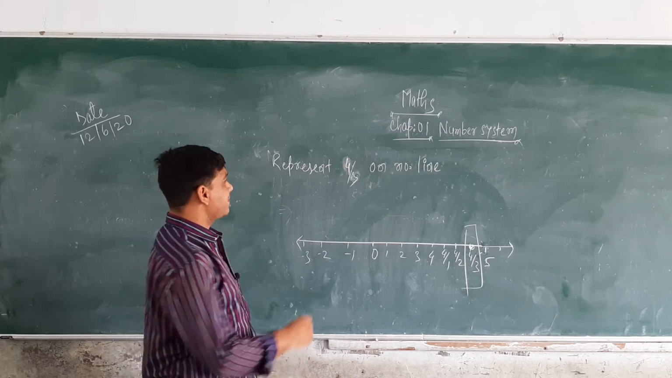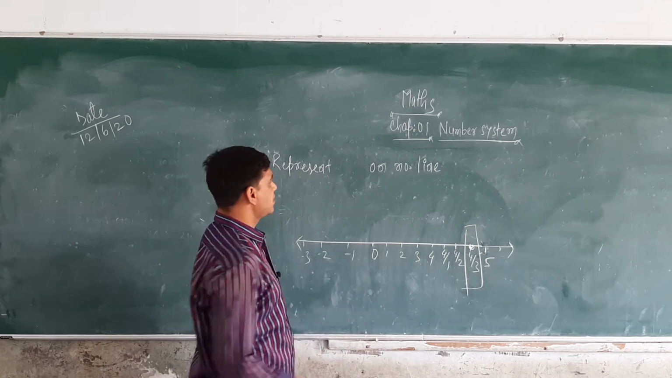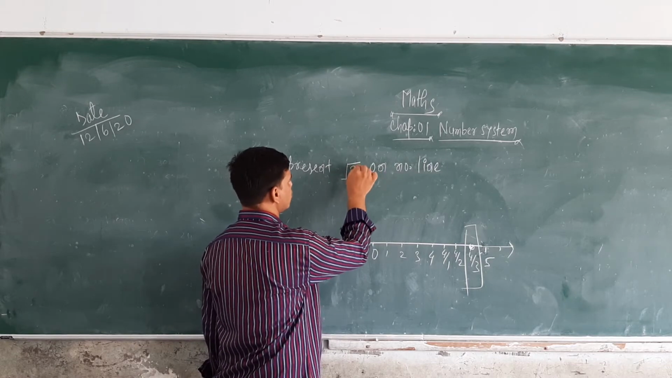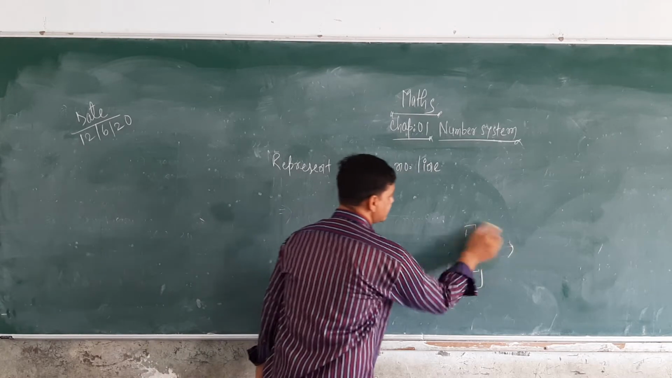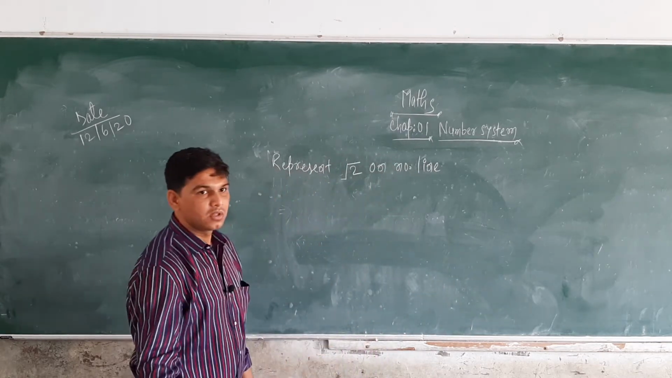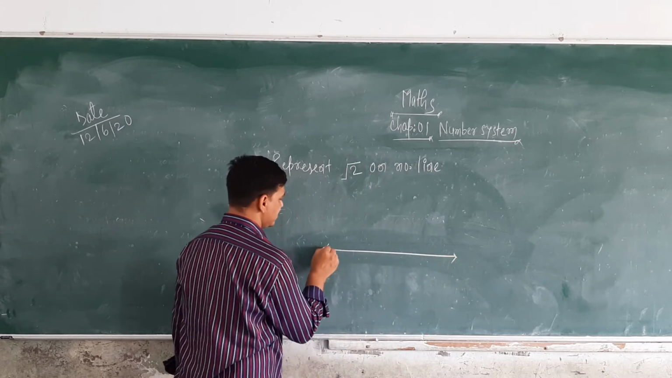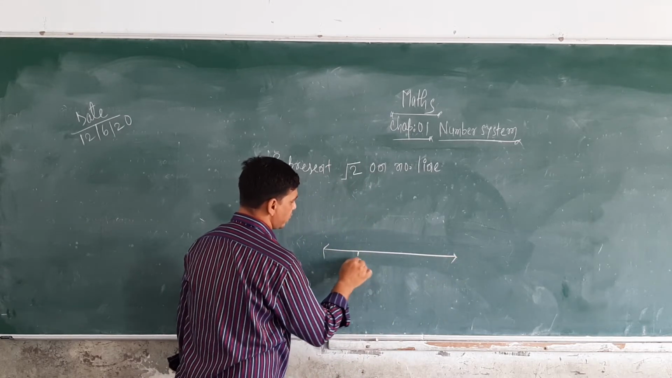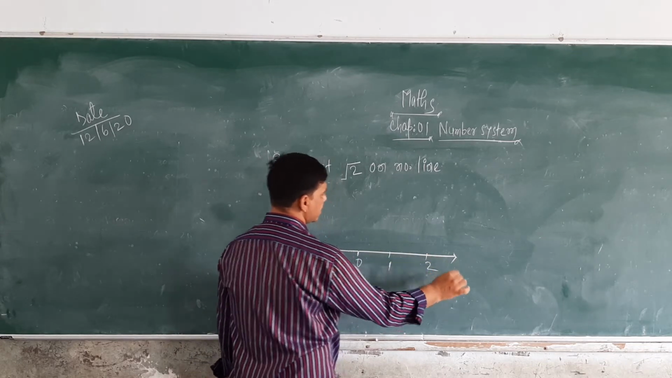But I want to represent root 2 on a number line. How can we represent root 2 on a number line? Simple thing, see here. So first of all, just take a number line here. Here is the 0 origin point, here is -1, this should be 1, this should be 2.